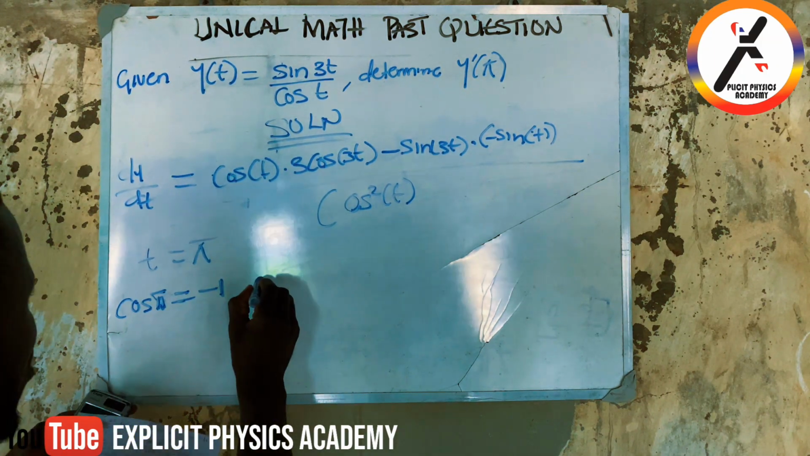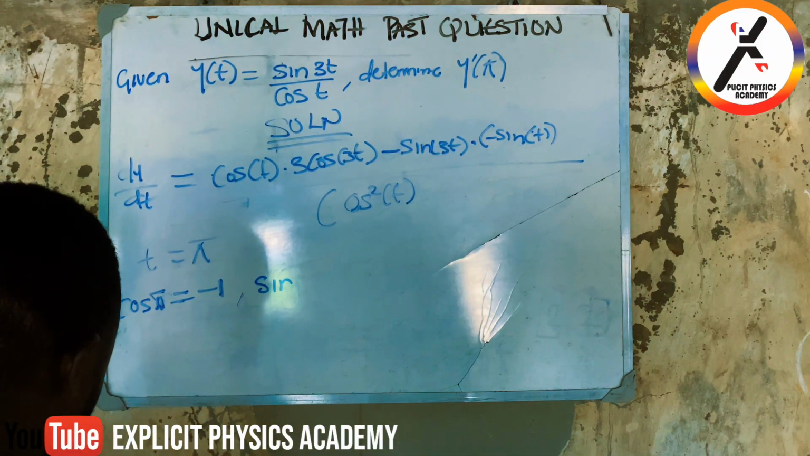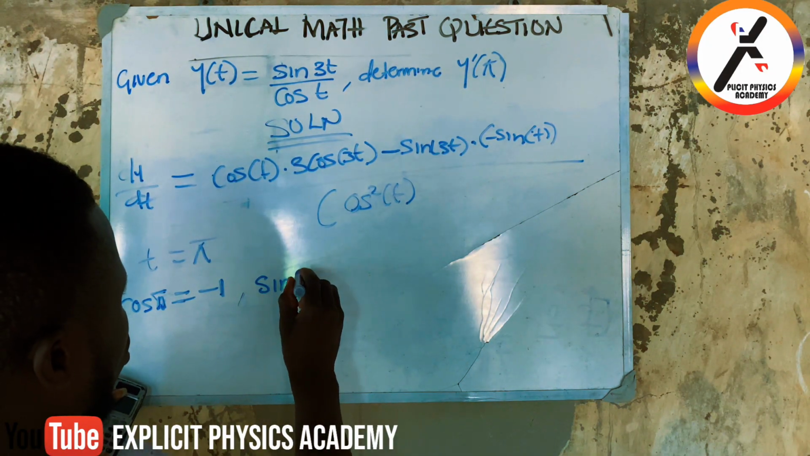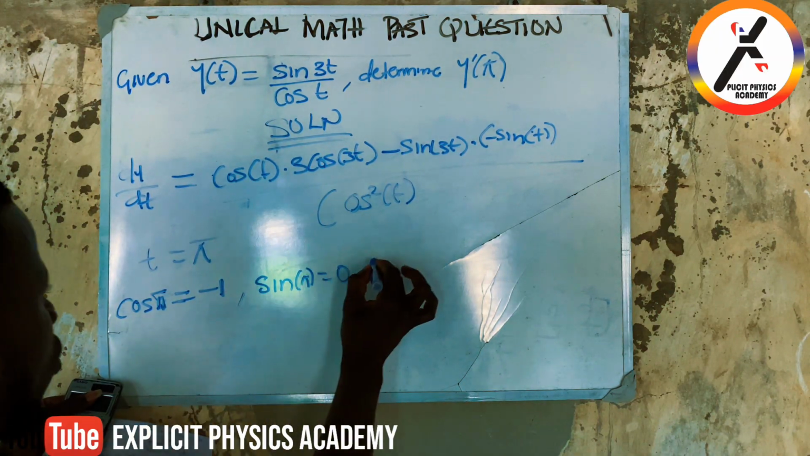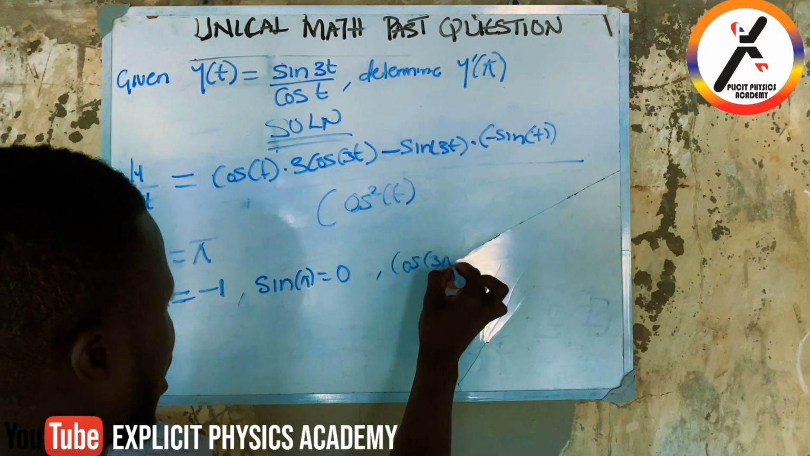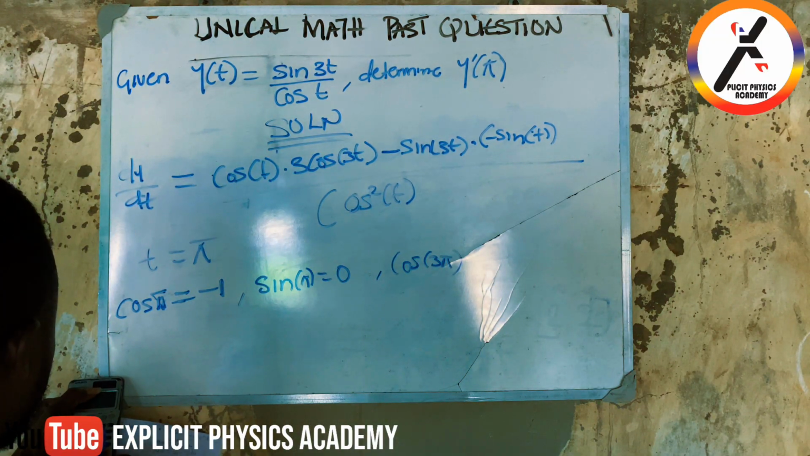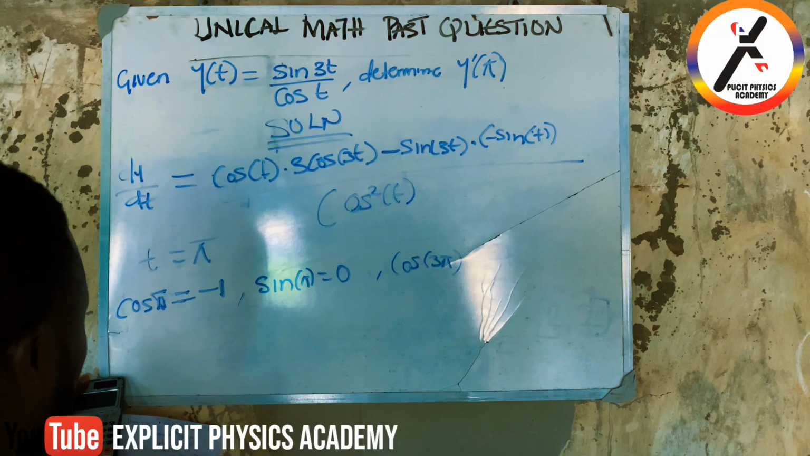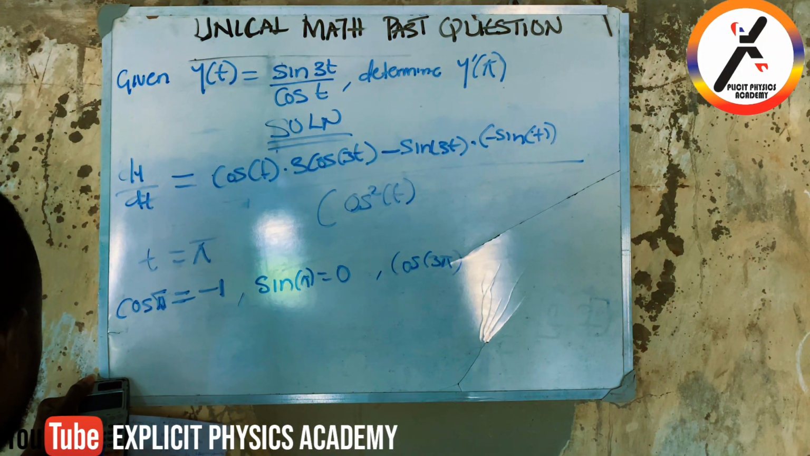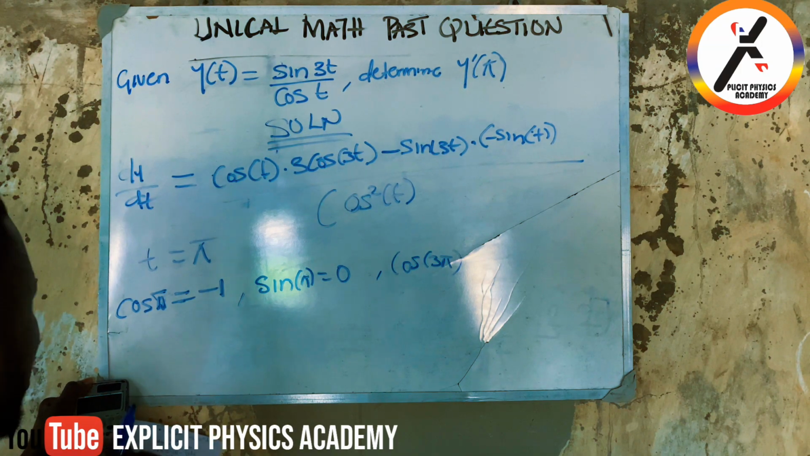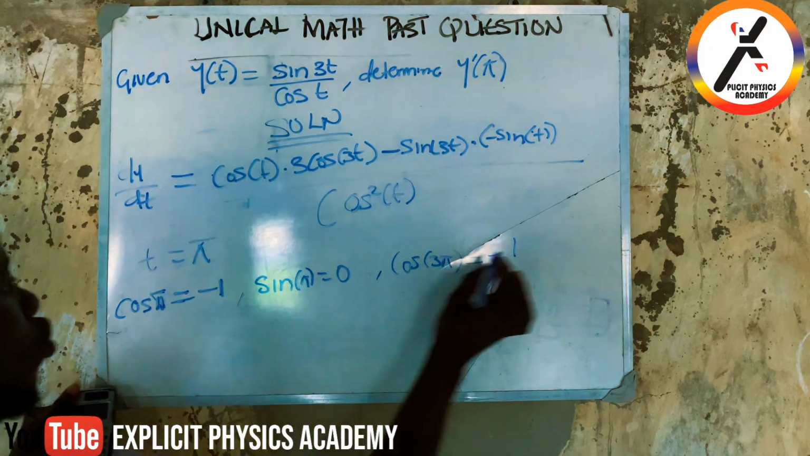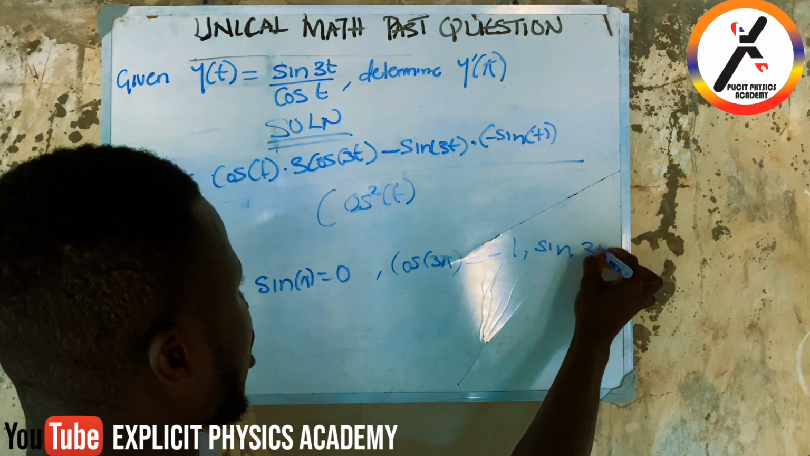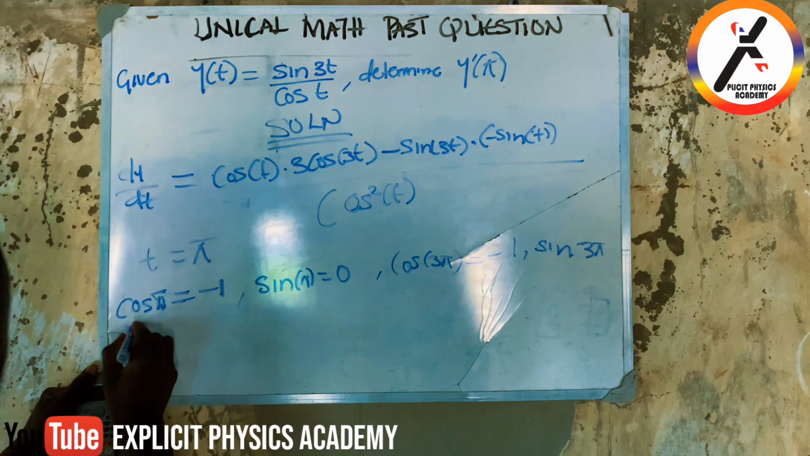Now if you do sine on your calculator, sine 180 will give you 0. I believe you are following me, you can use your calculator and check that. And then the other one we have is cos 3 pi. When you do 3 times 180, that's 540. So cos 540 is also giving us minus 1. And the last one is sine 3 pi, which will be equal to 0.